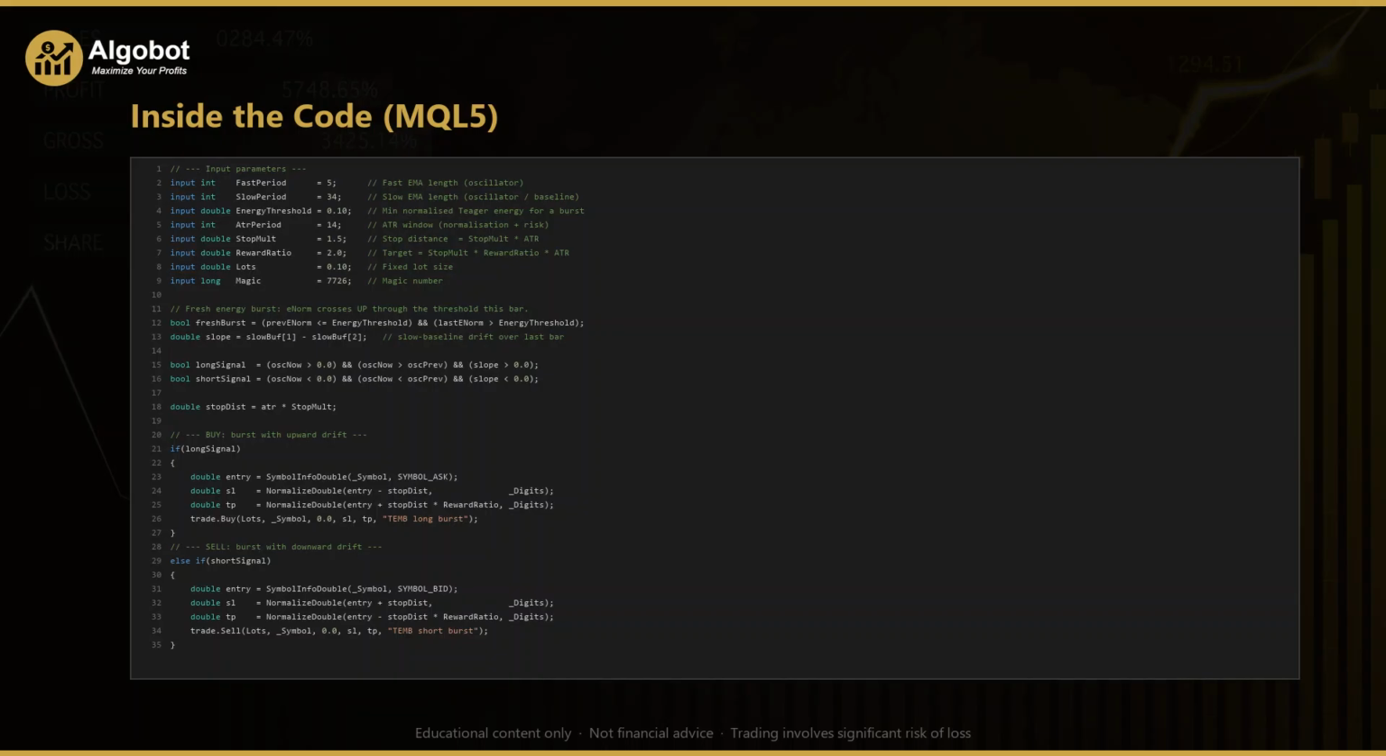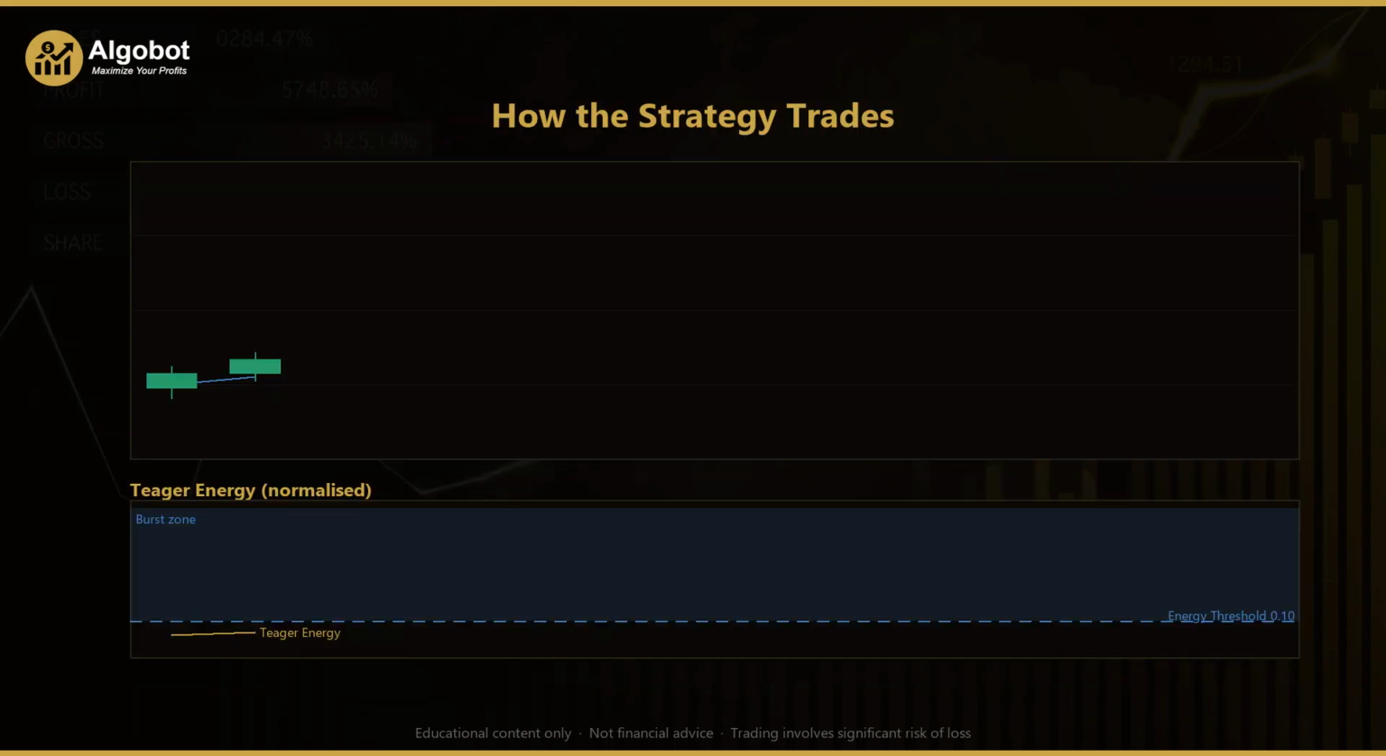When the short signal is true instead, it reads the bid price, places the stop above entry, the target below, and calls trade.sell. Both sides carry a short comment, so you can spot them in your trade history. That's the entire entry engine in just a handful of lines. Let's bring this to life on a chart.